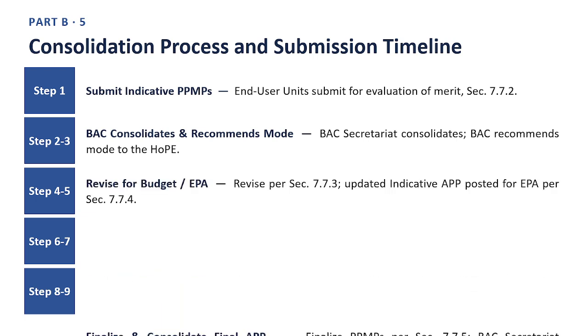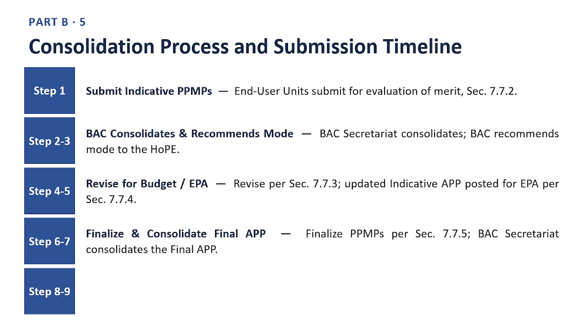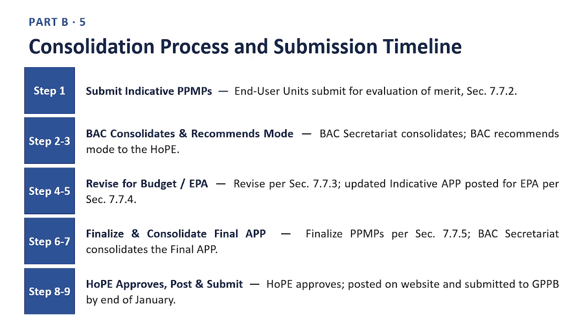Step 6 to 7. Finalize and consolidate final APP. Finalize PPMPs per Section 7.7.5. BAC Secretariat consolidates the final APP. Step 8 to 9. HOPE approves, post and submit. HOPE approves, posted on website and submitted to GPPB by end of January. Follow these steps in order, since each one builds on the step before it.